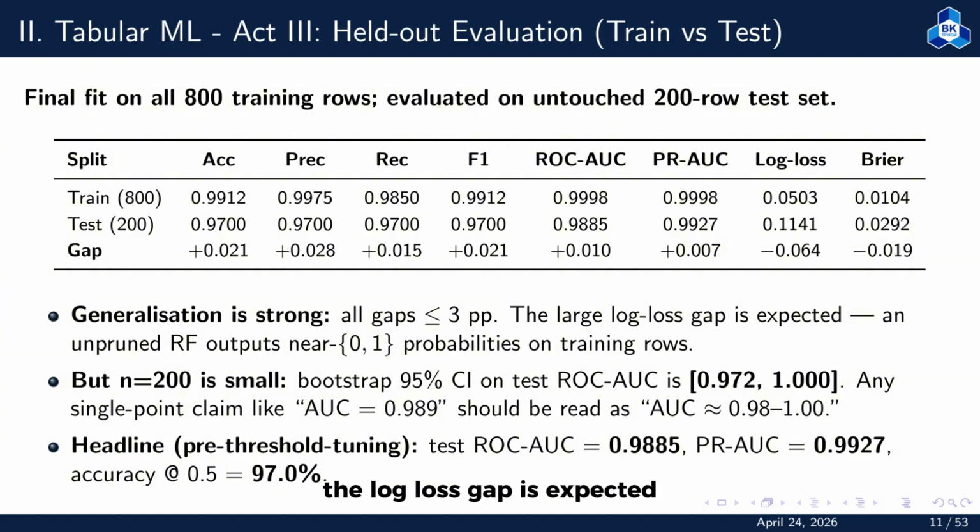The log loss gap is expected. Unpruned RF outputs near 0 or 1 probabilities on training rows, so log loss explodes on the train side but stays reasonable on test. And here is the caveat I want to highlight.